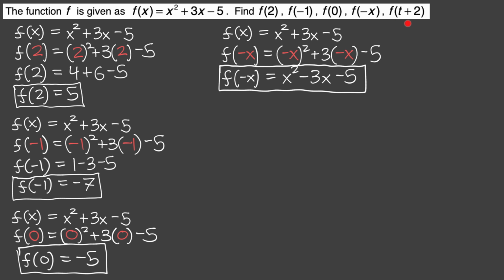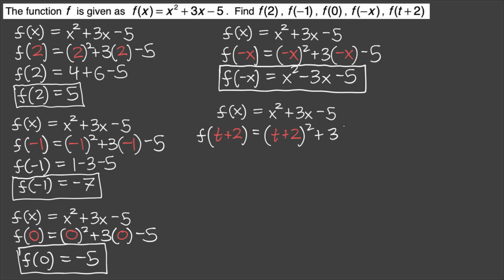Lastly, we need to find f of t plus 2. So that tells us we're going to plug in a t plus 2 wherever we see x. So here, for this x here, we'll plug in t plus 2. And then for this x, we'll also plug in t plus 2, minus 5. All right, so now we just have to simplify all this. This is a binomial squared, so we're going to have to FOIL that guy out.